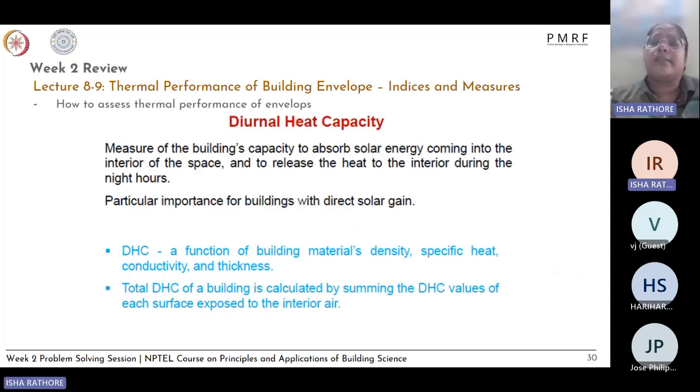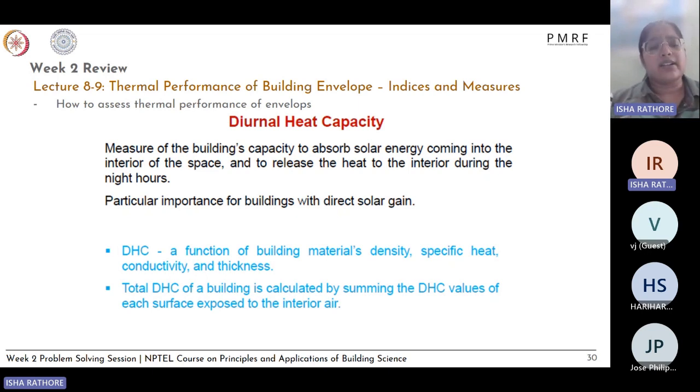Then another indicator is the diurnal heat capacity. This is basically the measure of the building's capacity to absorb the solar energy coming to the inside spaces and the ability to release that heat to the interior during the nighttime hours. And this is of particular importance to buildings with direct solar gain. So buildings which have larger windows or which have a direct entry for solar heat, which allow direct solar heat gain. So it's particularly important or used in those types of buildings.